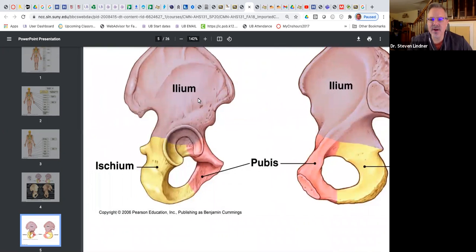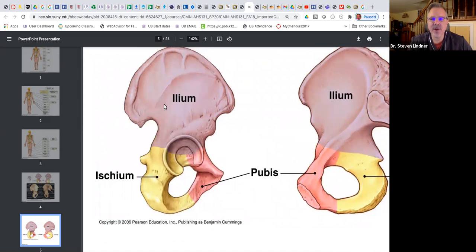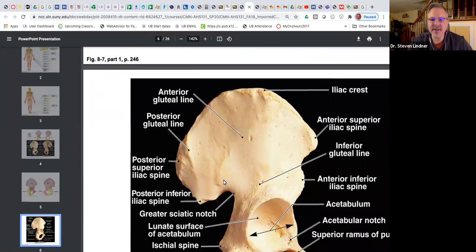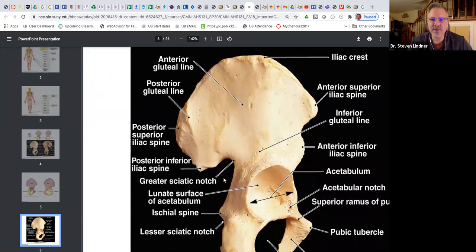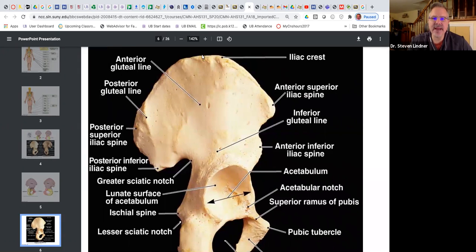So we have the 3 parts of the os coxa: the large ilium, ischium, and pubic. They ankylose and fuse. They form the acetabulum and the obturator foramen. When we look at the main structures from the lateral view, we can see the iliac crest, anterior superior iliac spine, anterior inferior iliac spine. Follow the iliac crest to the posterior: posterior superior iliac spine, posterior inferior iliac spine.